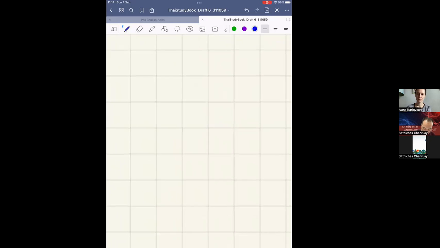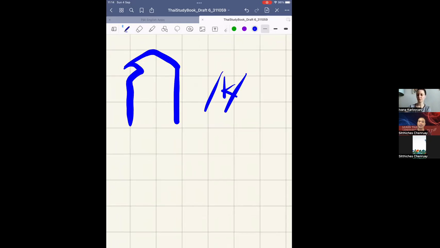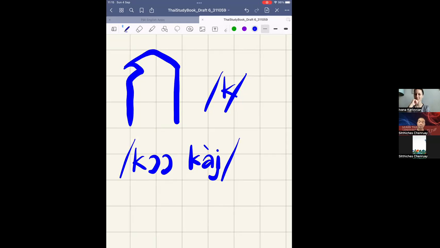If you see this, when you write, maybe ding. That is g. We call it go gai. Even though in this book we use a different letter, for me now, because when I teach, a lot of students feel confused, so I use this for all sounds. Go gai actually is like this. Go gai means chicken.